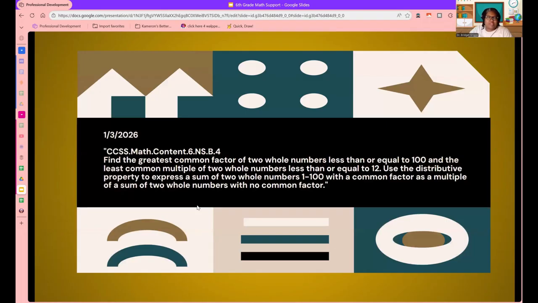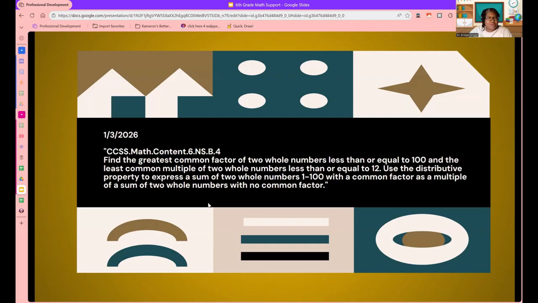For today, we have find the greatest common factor of two whole numbers less than or equal to 100 and the least common multiple of two whole numbers less than or equal to 12. Use the distributive property to express a sum of two whole numbers, 1 through 100, with a common factor as a multiple of a sum of two whole numbers with no common factor.